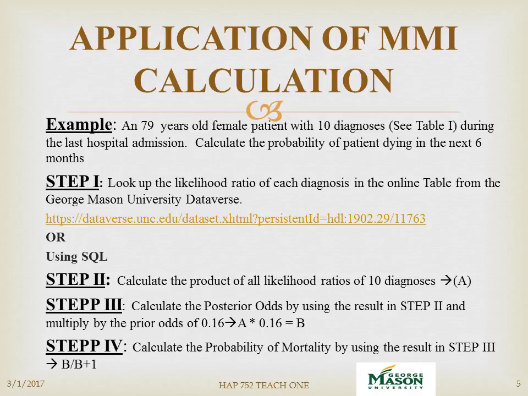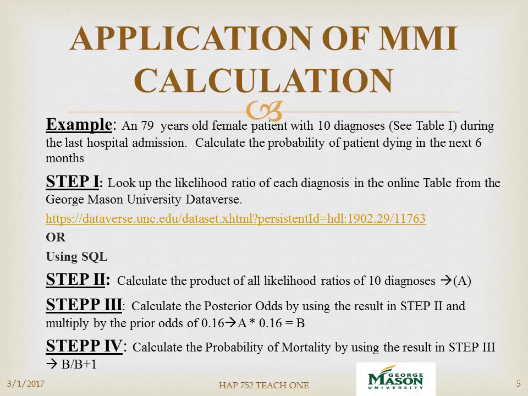After you get the likelihood ratio for each diagnosis, you apply it to the first formula that we went over in the previous slide, where you multiply all the likelihood ratios for the 10 diagnoses to get the answer, which we will call A. The third step is to calculate the posterior odds by taking the answer from step 2 and multiplying by 0.06. 0.06 is the constant.